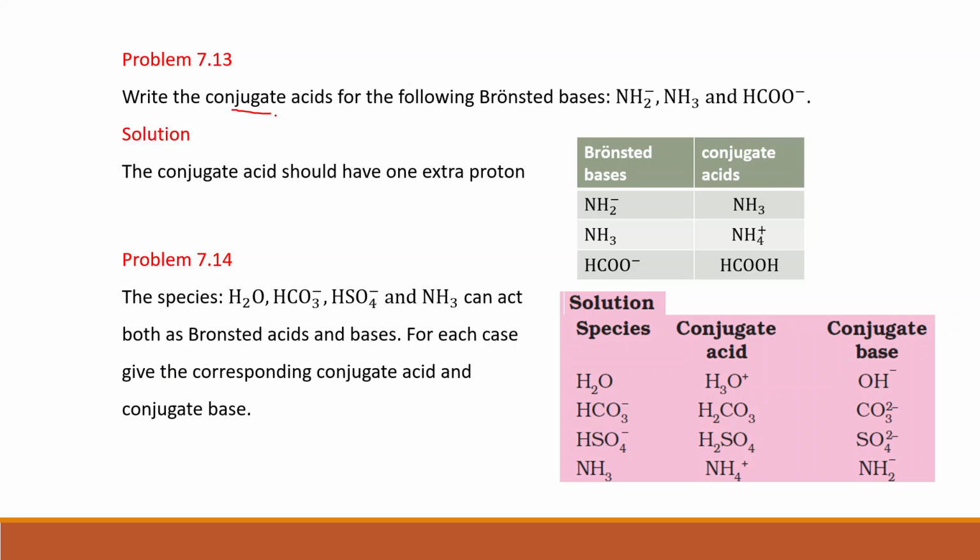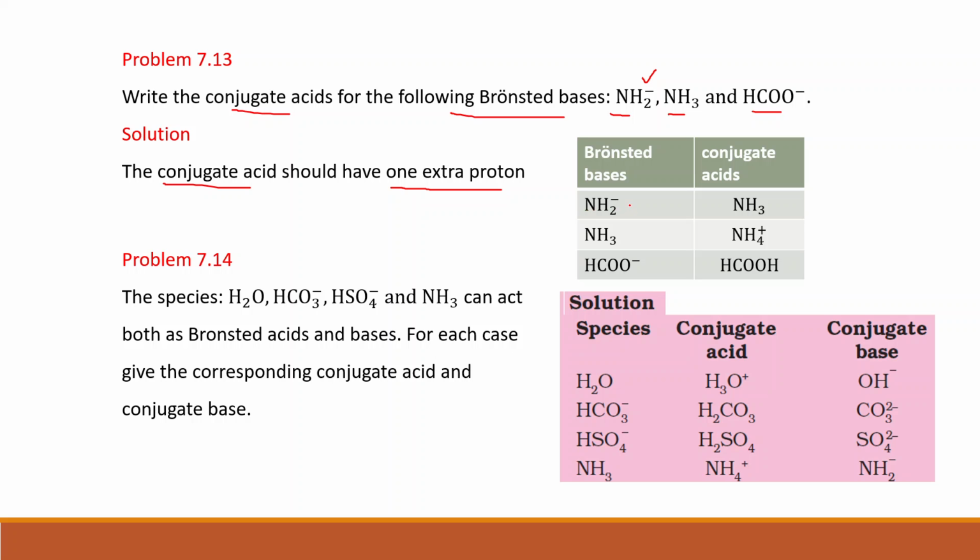Write the conjugate acids for the following Bronsted bases: NH2 minus, NH3, and HCOO minus. Now these are Bronsted bases. It means they accept the proton and convert into conjugate acids. So we can say conjugate acid should have one extra proton.